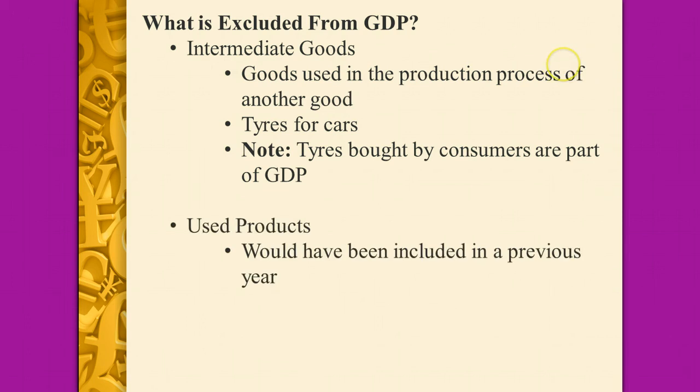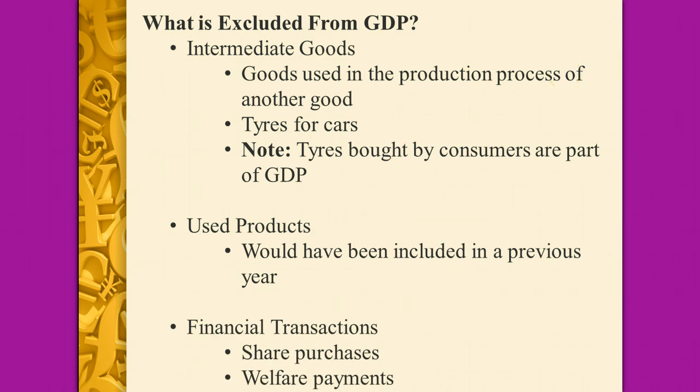Used products. Used products are not part of GDP because the original value would have been included whenever they were previously sold. So if I buy a car second hand, even though I may spend $15,000, $20,000 on it, it's not part of GDP because when that car was originally made back 3-4 years ago, then that would have been in GDP then.